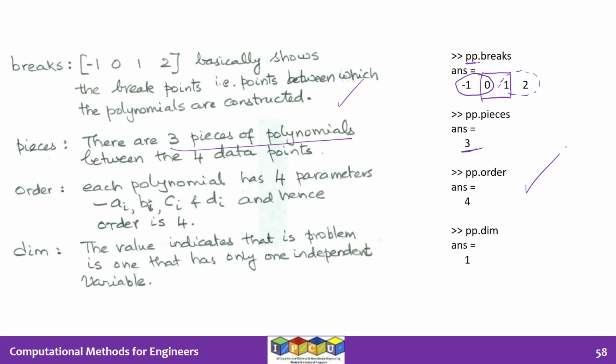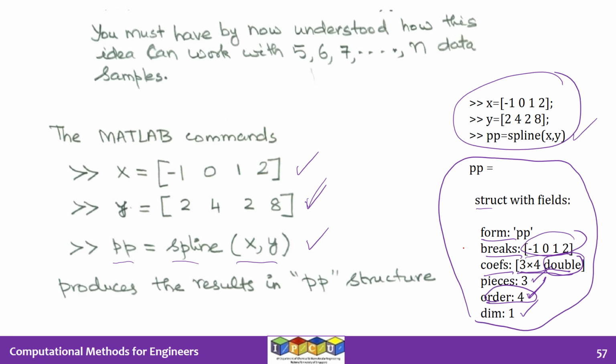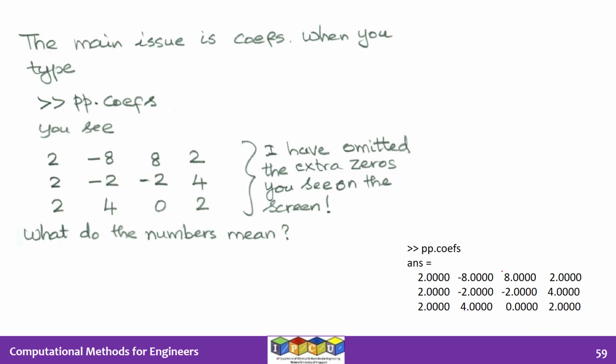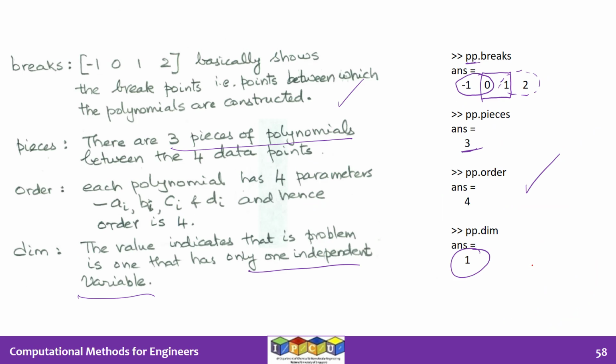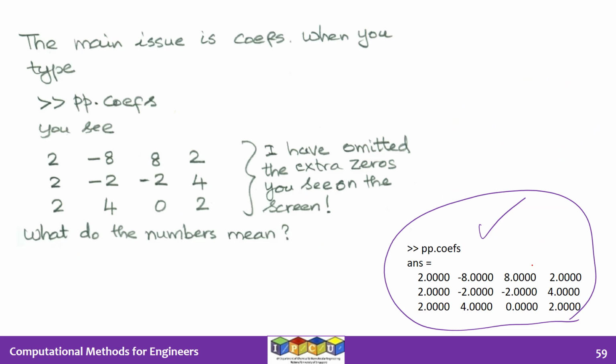Now, dim, as I said earlier, if I type pp.dim, it gives me the dimension, which indicates the problem has only one independent variable, because this is one-dimensional interpolation. There is only one x variable. The only thing that we didn't look at yet is coefs. So now I type pp.coefs and I get 3 rows and 4 columns as indicated here. 3 by 4. Double means double precision numbers. So it prints out something like this.